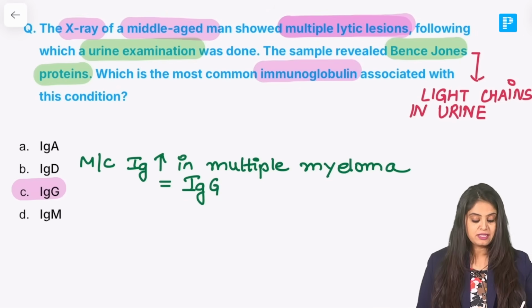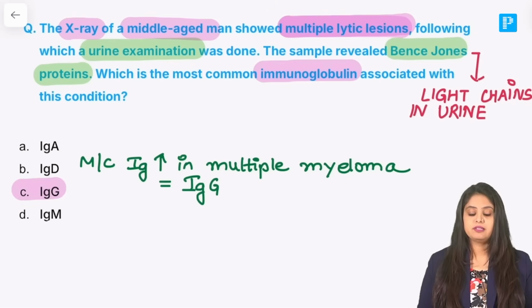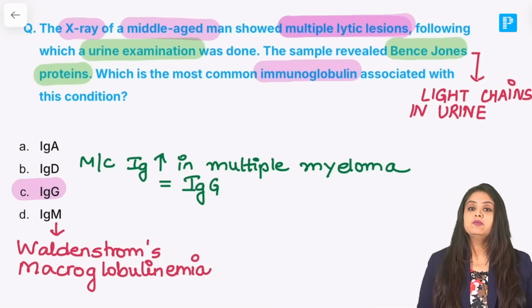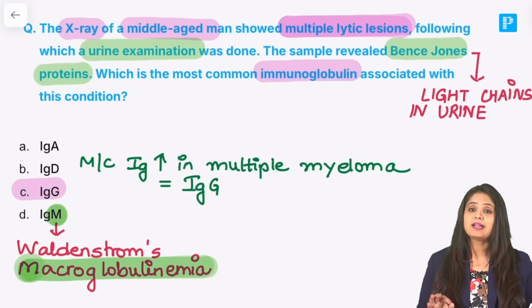Now, please note that what is that cancer in which IgM levels are going to be increased, and the name of that is going to be Waldenstrom's macroglobulinemia. This is also a type of a plasma cell disorder, but the name tells me macroglobulinemia. So of course that antibody is going to increase in which there is maximum molecular weight, and that is IgM.